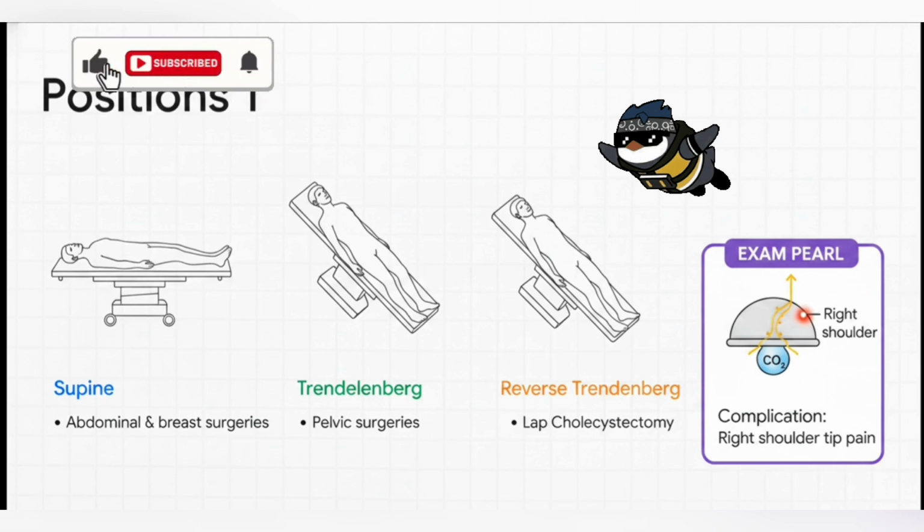First up, the supine position. Head and feet are level. This is the most common position, generally used for abdominal and breast surgeries. Next is Trendelenburg, where the head end is low.